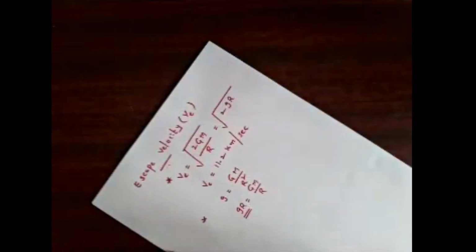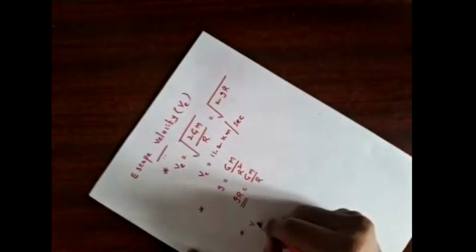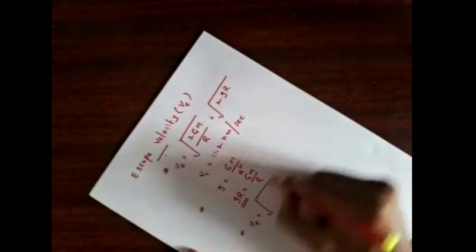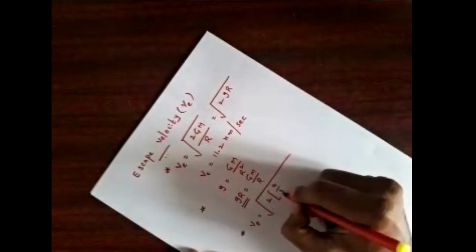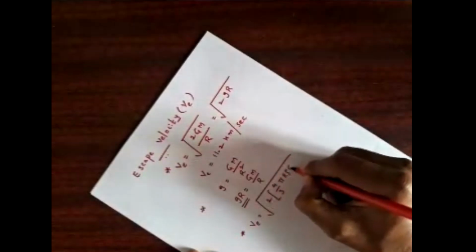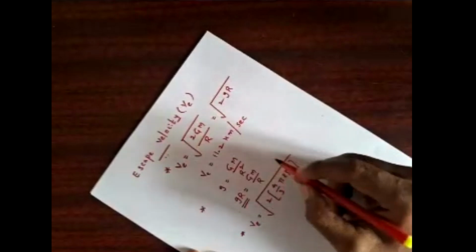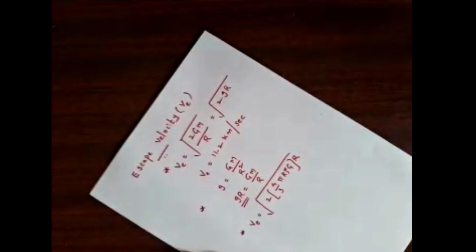Okay, like this we consider the escape velocity. In the same way, in the form of density, we take the formula VE is equal to root over 2, in the form of density if you want to calculate the escape velocity, 4 by 3 pi rho G into capital R. Like this, we consider the concept of escape velocity.